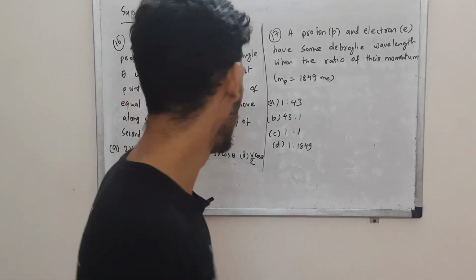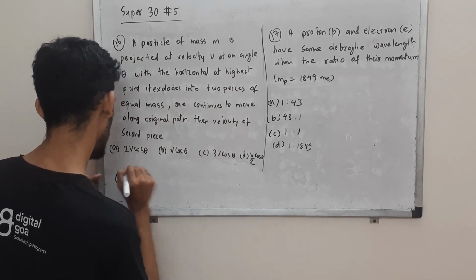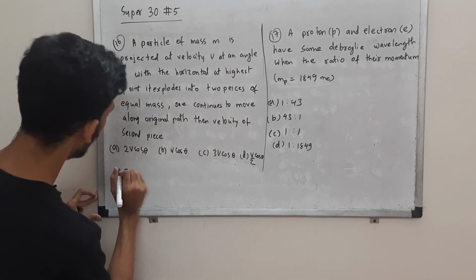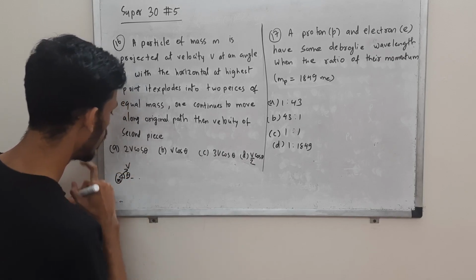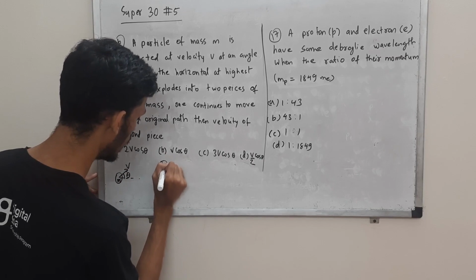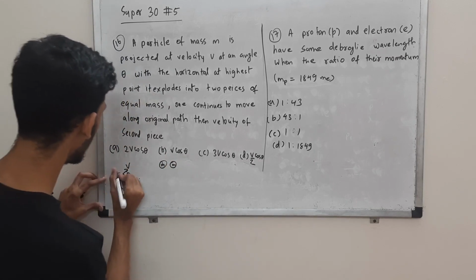Questions 16 and 17 over here. In question 16, we have a particle of mass m which is under projectile motion, with velocity v at an angle theta. At the highest point, it will split into two masses of equal mass. We'll consider the total as 2m.